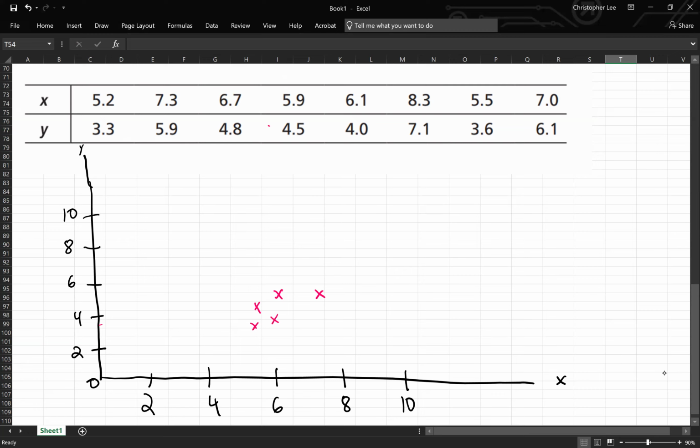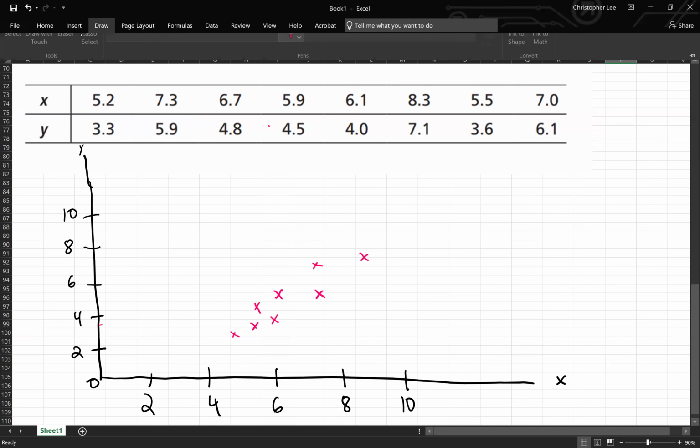8.3, 7.1. I feel like that's here somewhere. 5.5, 3.6. I feel like that's here somewhere. 7.0, 6.1. I feel like that's here somewhere. You get the idea, right? This is a scatter plot. This is it.